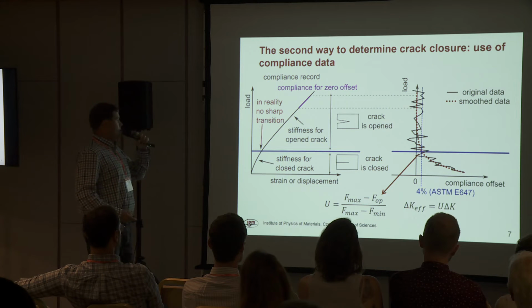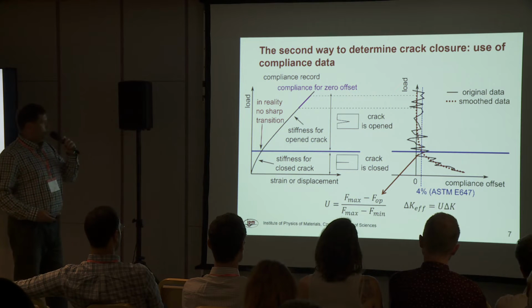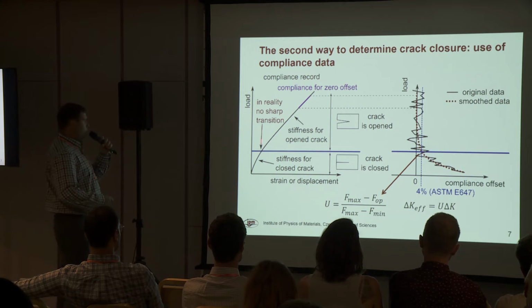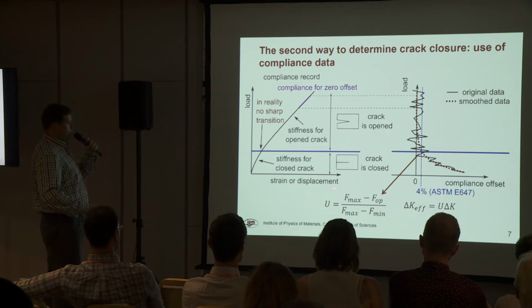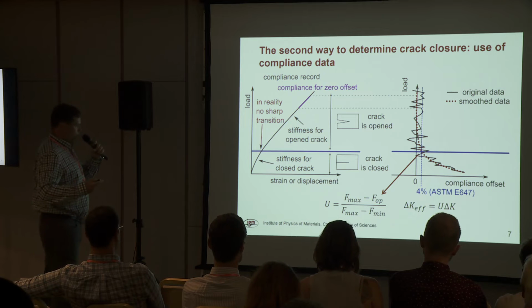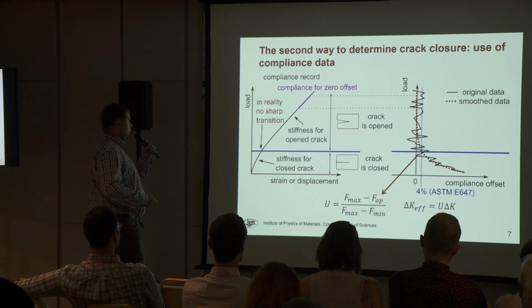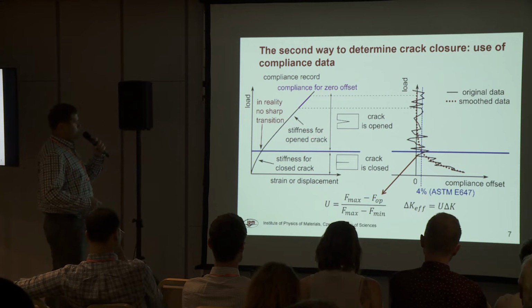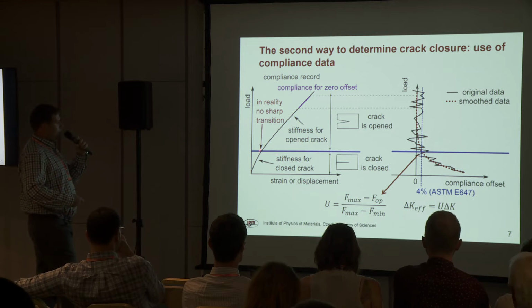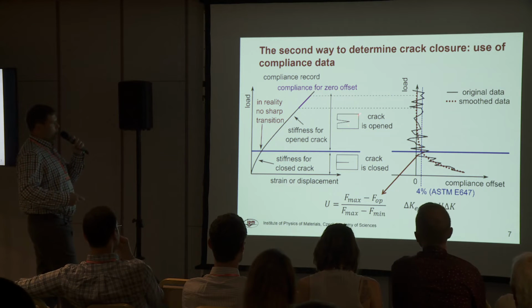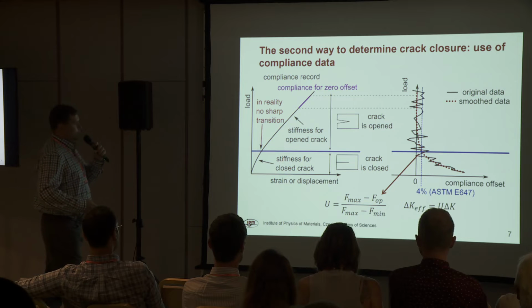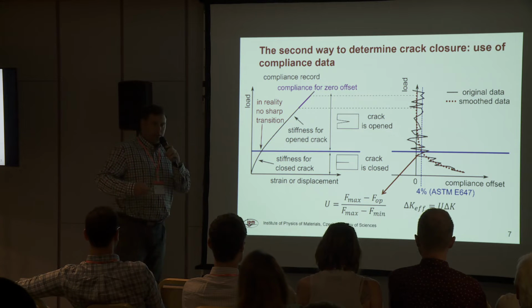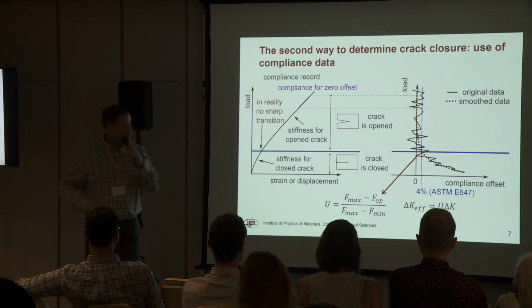The second way how we can determine crack closure is from the compliance data, which means that we have some record of the load versus strain or displacement. So when we have the specimen with the crack, we have different stiffness when the crack is open and different stiffness when the crack is closed. It's also necessary to say that compliance is the inverse function of the stiffness.